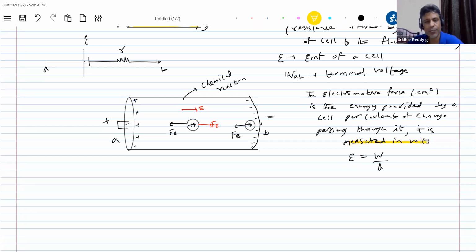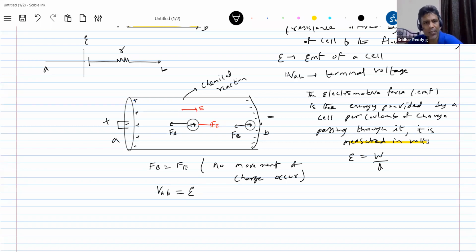Now, will there be any potential difference set up? Will there be further movement of charge? Once FB equals FE, no more movement of charge will occur. As long as the battery force is balanced by the electrostatic force, there won't be any further displacement of charge, and we'll get a constant potential difference. So what is VAB now? VAB will become equal to the applied EMF.